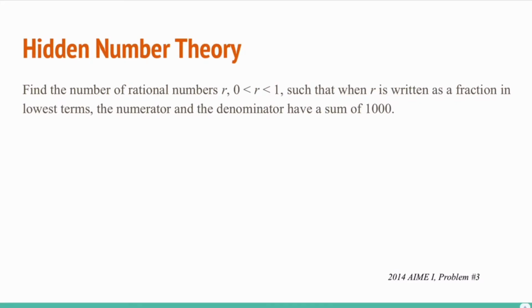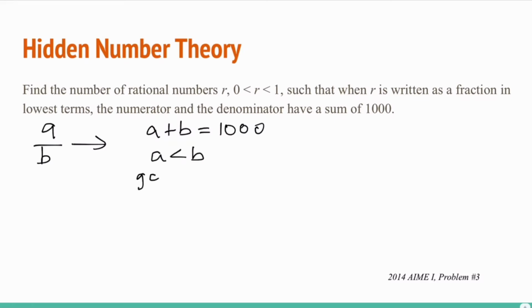Now let's solve a problem where the number theory is kind of hidden. Find the number of rational numbers r, 0 < r < 1, such that when r is written as a fraction in lowest terms, the numerator and the denominator have a sum of 1000. So let's quantify these constraints. For a fraction a over b, we have that a + b = 1000, a < b, and the GCD of a and b is equal to 1.